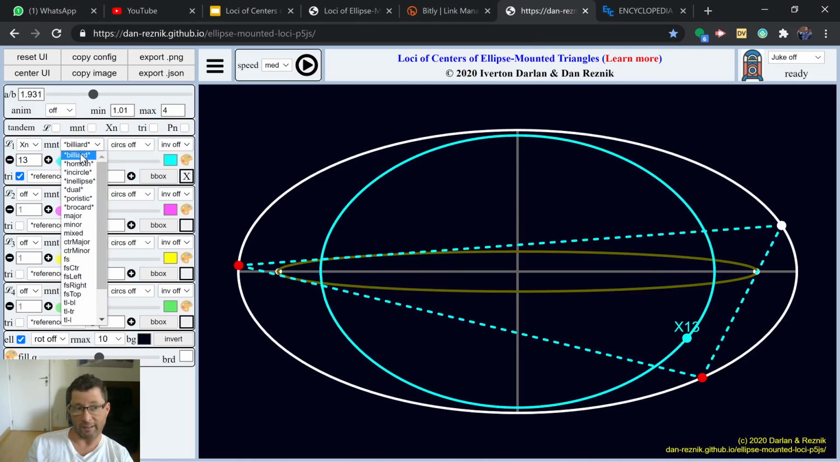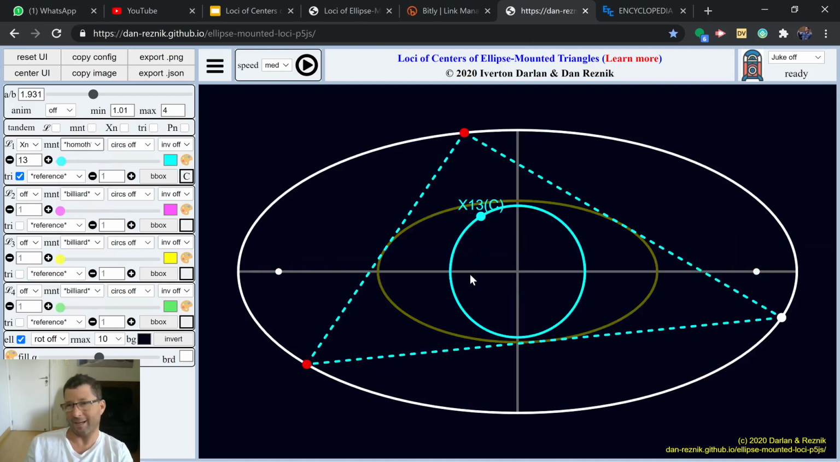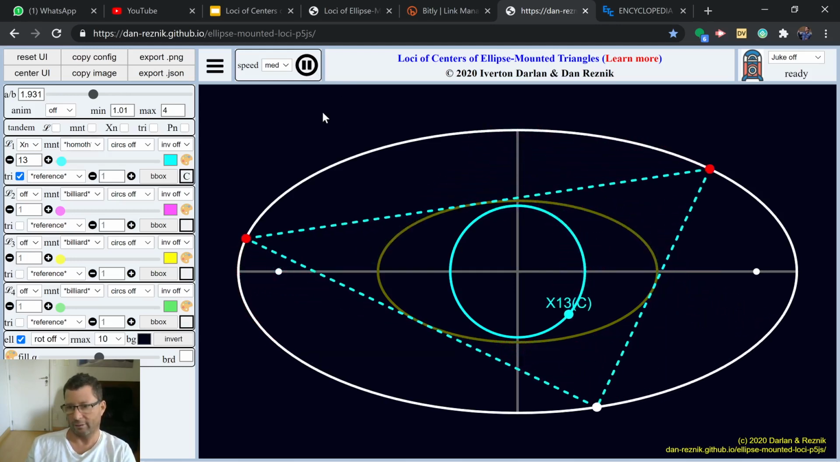But when you go to the homothetic pair, mysteriously, and this can be proven algebraically, although we don't understand the true nature of this, the locus of this point is a circle. And this is the first time we're actually seeing the letter C popping up, but lo and behold, the locus of x13 is a circle.